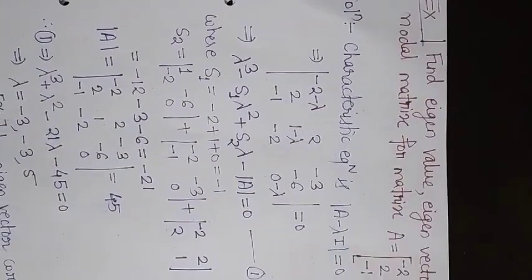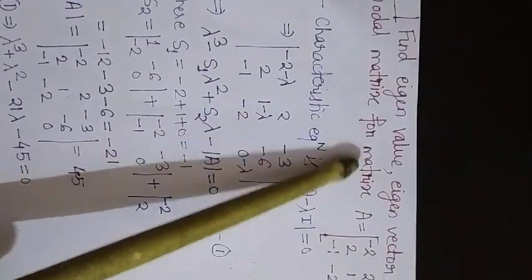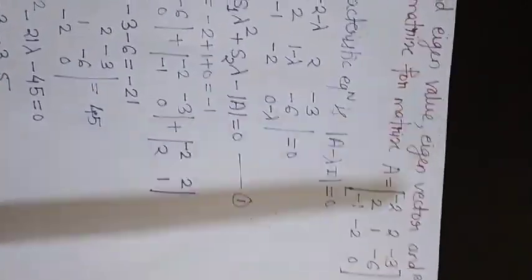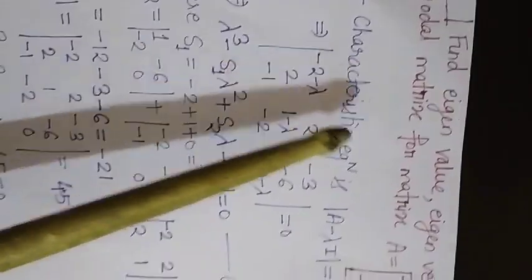Now let us take the next example, that is, find eigenvalues, eigenvectors and a modal matrix for a matrix A equal to [-2 2 -3; 2 1 -6; -1 -2 0]. So we will start with the characteristic equation.